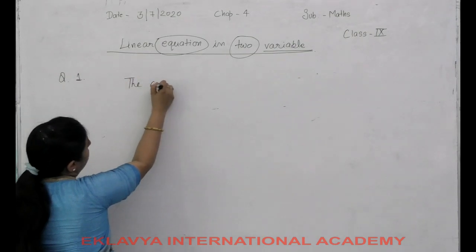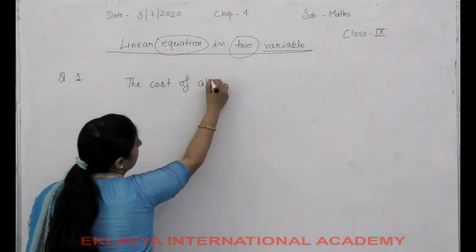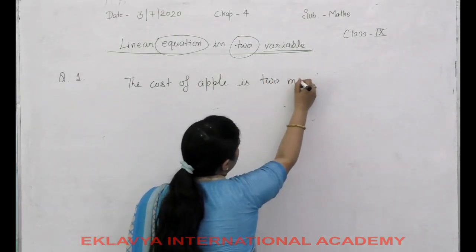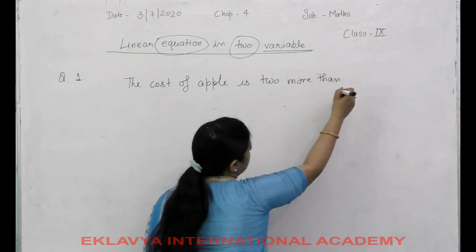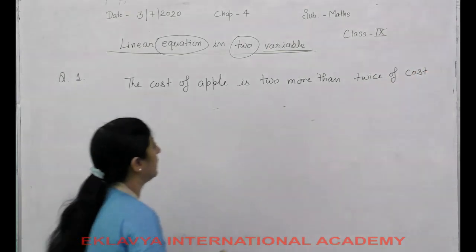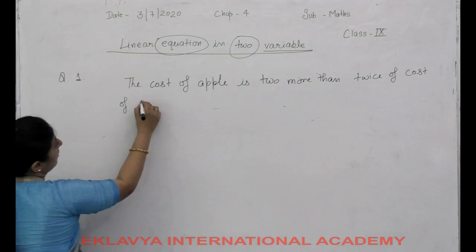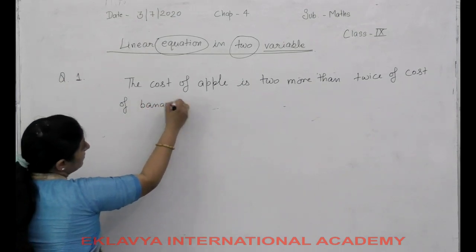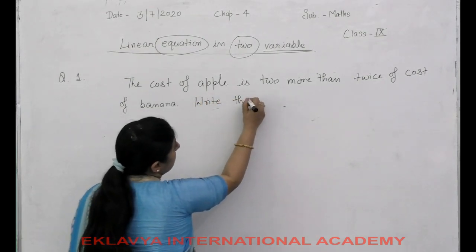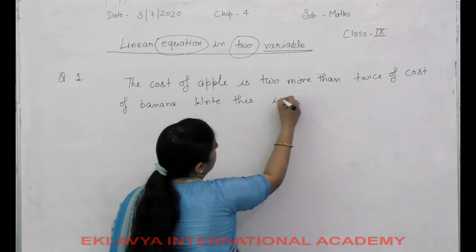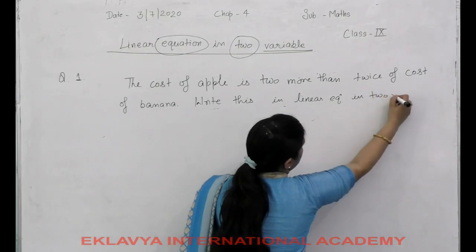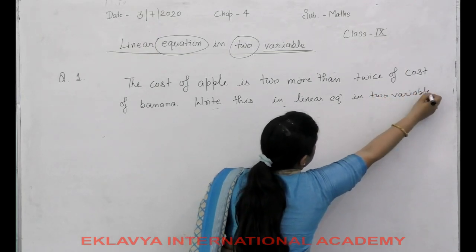The cost of apple is 2 more than twice the cost of banana. Write this in linear equation in two variable. This question you will solve yourself.